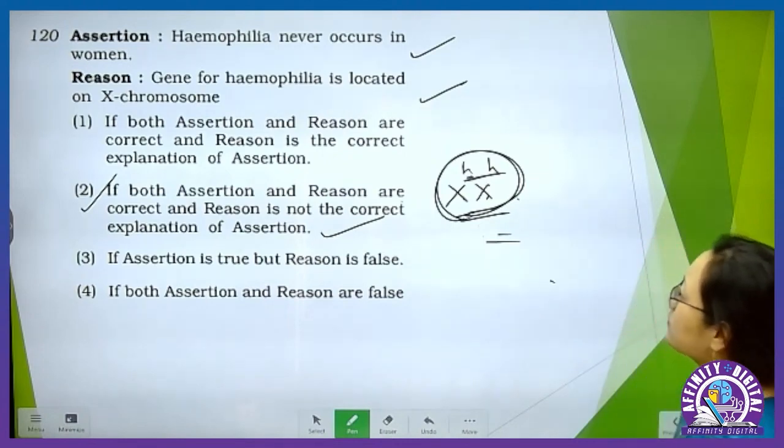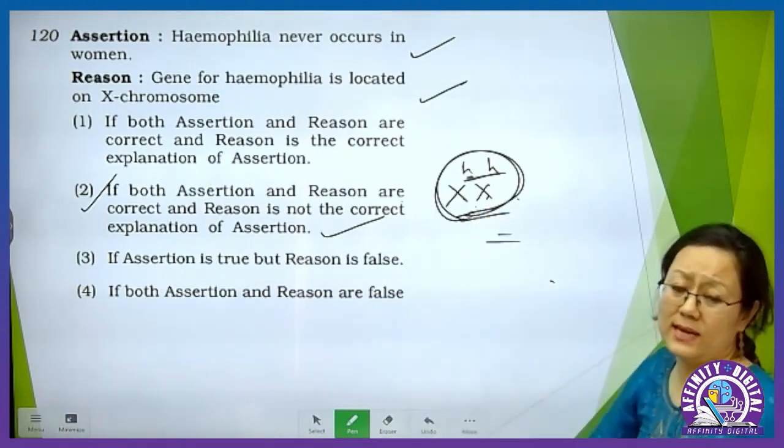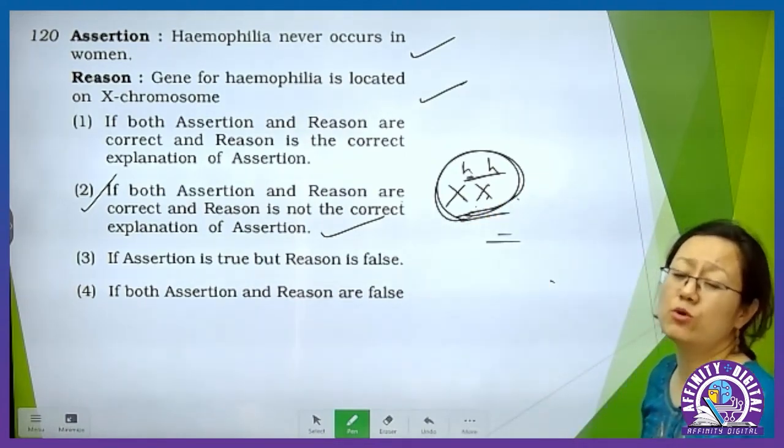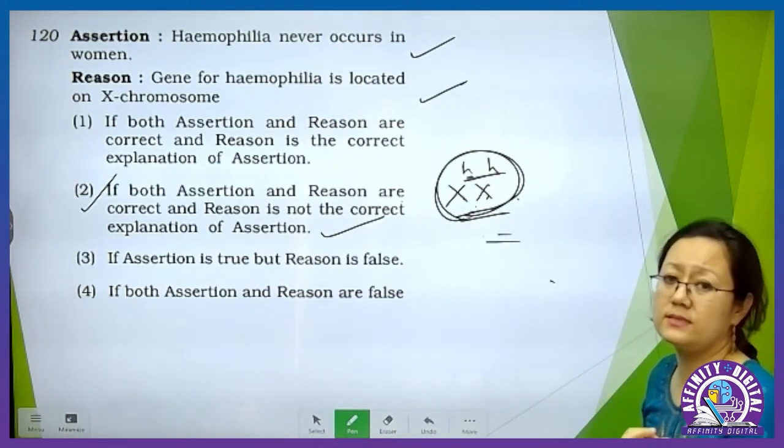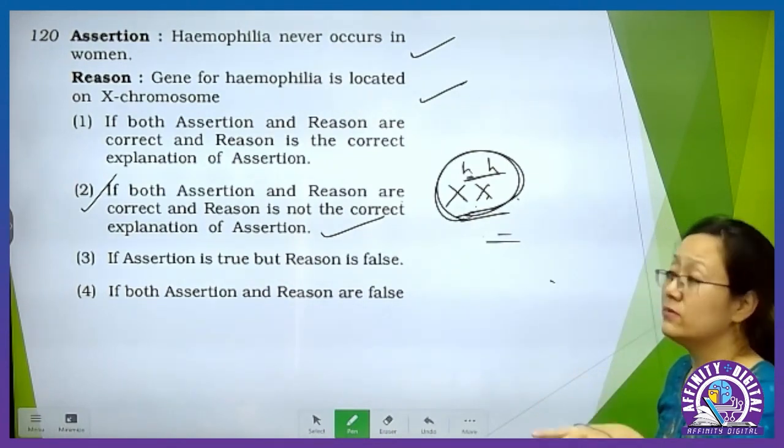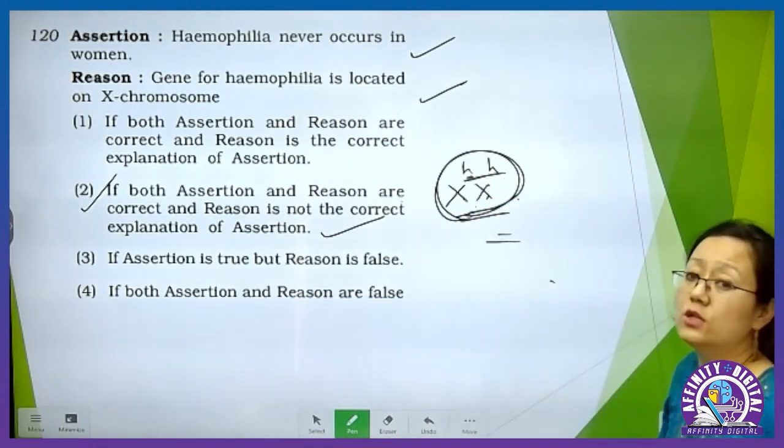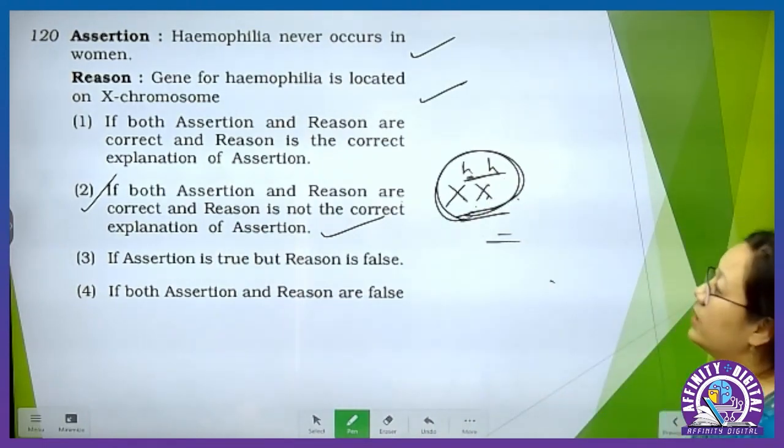Okay. In the questions, you might get this kind of question where the mother is hemophilic, but in real life, it does not exist. Because in the mother's womb itself, the hemophilic gene is lethal, so it will automatically abort.